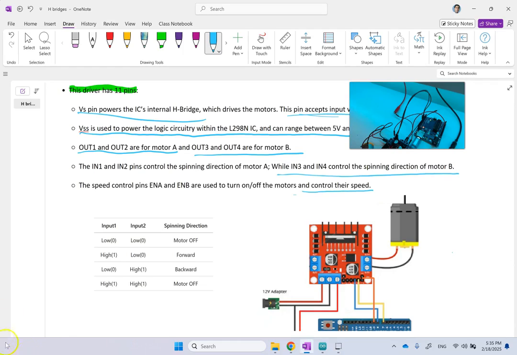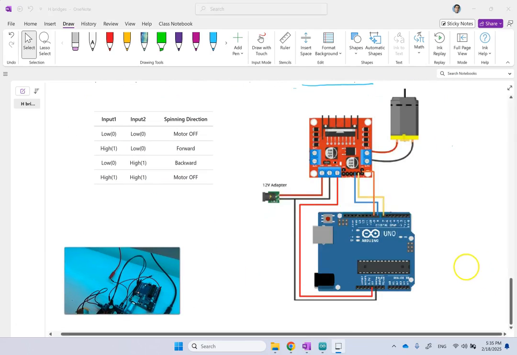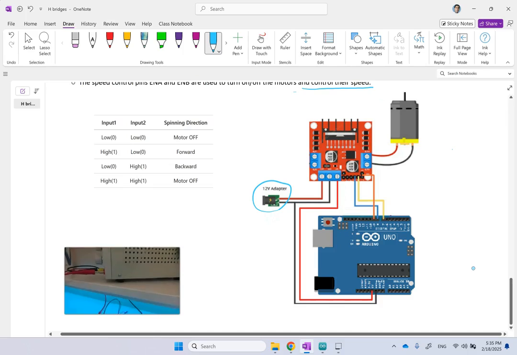So here is the circuit that we have in this system. Okay, let me move this out of the way so you can see the circuit. Okay, so you see that I'm using the B side, and the outs 3 and 4 are connected to the motor, and then I'm using a 12 volt power supply here that you can see up there, right?